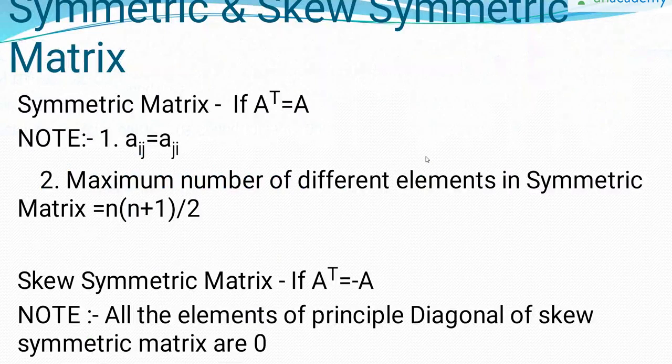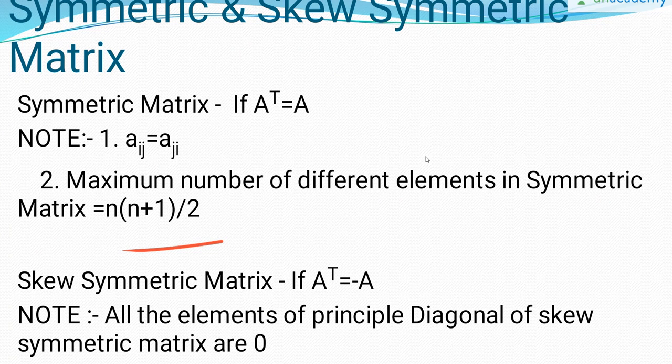Now, symmetric and skew symmetric matrix. If we are given a matrix A such that A transpose is equal to A, then the matrix will be known as a symmetric matrix. And we should know that aij will be equal to aji. That is, the principal diagonal elements are not changed. They will be the same in a square matrix. The maximum number of different elements in a symmetric matrix will be n(n + 1)/2.